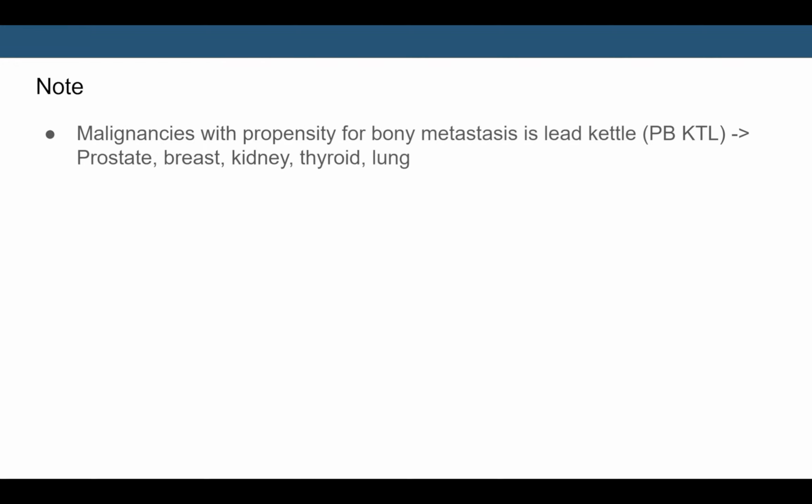The second note is malignancies with propensity for bony metastasis. The mnemonic for that is lead kettle. So lead is PB, which is the chemical abbreviation for lead, and kettle, KTL, so PB, KTL, that is prostate, breast, kidney, thyroid, lung. So all of these have a propensity for bony metastasis, so they can go to the bone, which is lead kettle: prostate, breast, kidney, thyroid, lung.